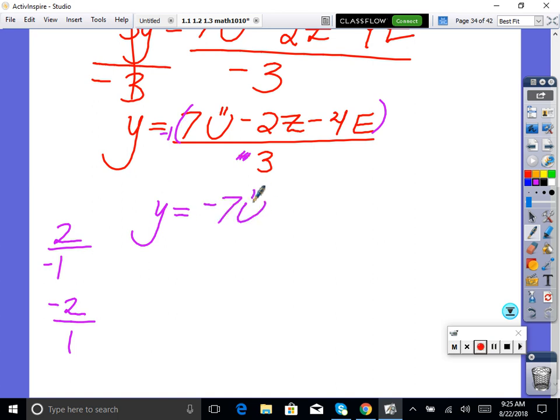Negative 7 smiley plus 2z's plus 4e's, just so you know when you get to the answer sheet that you might have to make that adjustment to make your answer match it. All good? Moving on, next one.